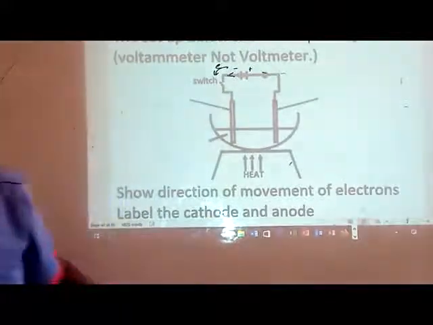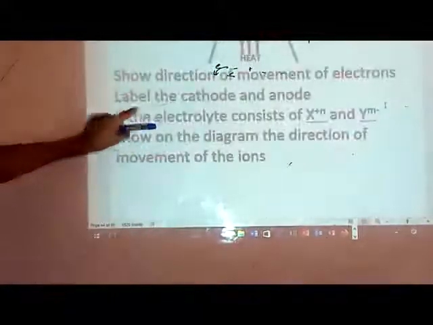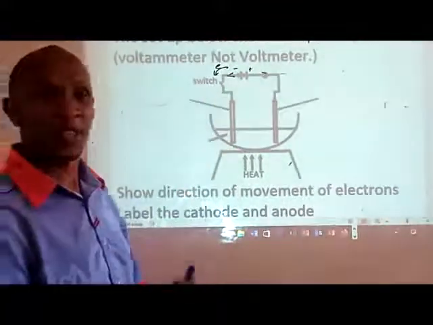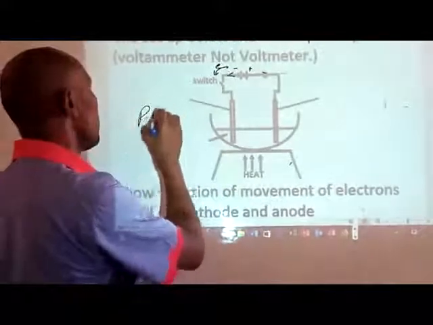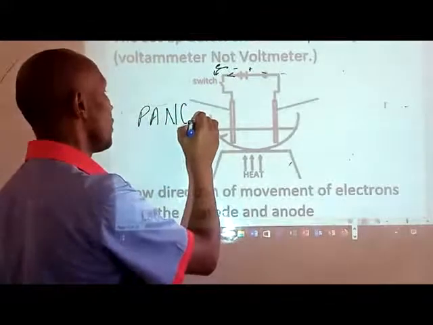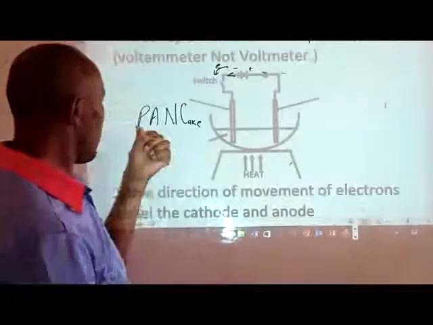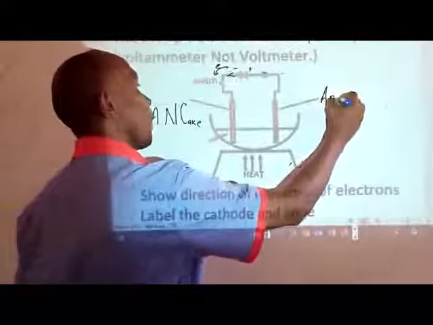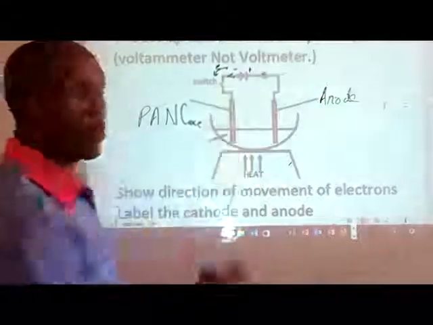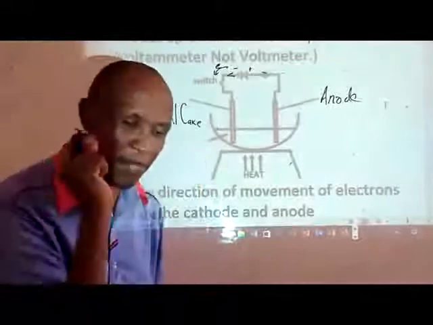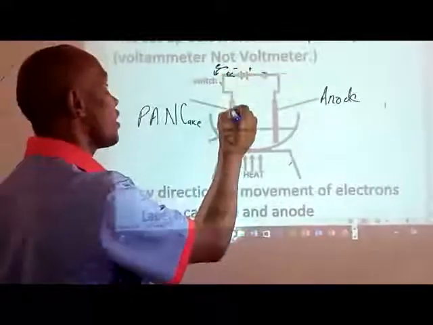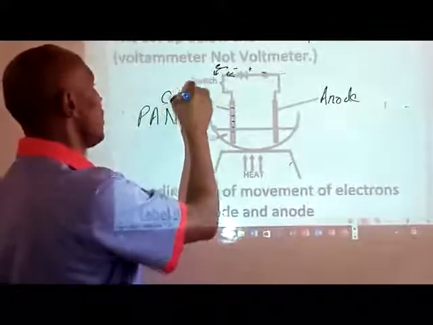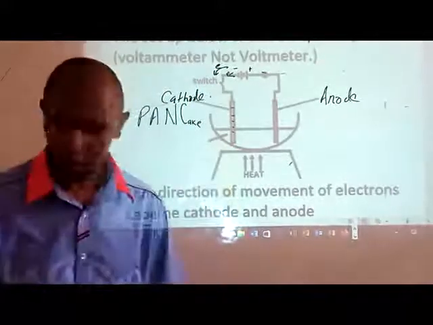So when that happens, remember the cathode and the anode. The cathode, you said, pancake or panic. The one that is connected to the positive is the anode. So this is my anode. The one that's connected to the negative is the cathode. Why did it become negative? It has an accumulation of electrons. So that makes this one the cathode. What else?